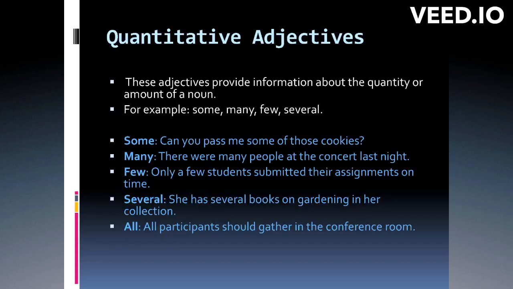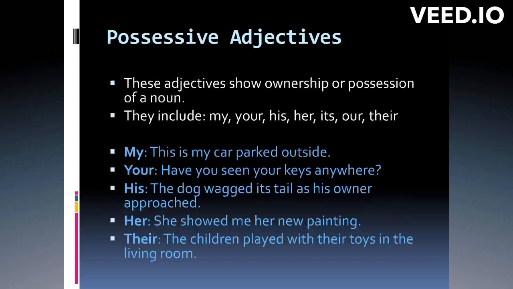Next one is quantitative adjectives. Quantitative adjectives are nothing but they give more information about the quantity or amount of the noun. Okay, so some, many, few, several, and all. She has several books on gardening in her collection. Means many books are there, several books are there. Next, possessive adjectives. These adjectives show ownership or possession of the noun. Means it is showing the ownership clearly. We are giving the information about the ownership here. My. This is my car. I know that is a car, but this is my car. So we are explaining more about the ownership here.